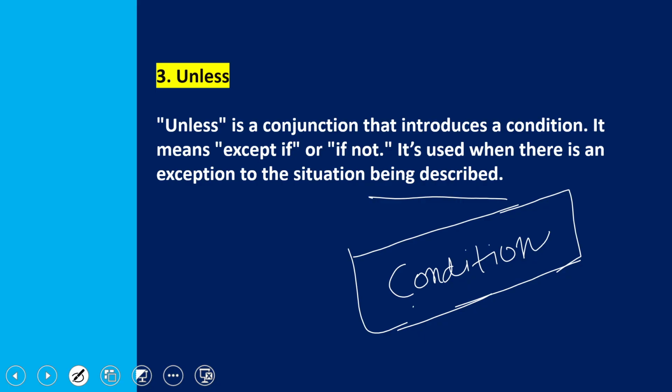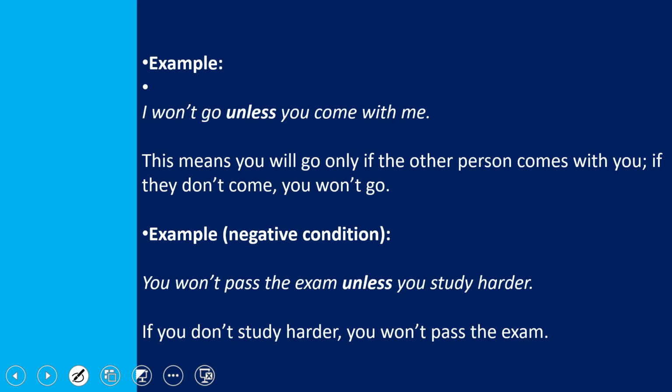Unless is a conjunction that introduces a condition basically, meaning except if or if not. The main meaning of this connector is that it is used when there is an exception to the situation being described. Example you can see over here: I won't go unless you come with me, right? So here is a condition. This means you will go only if the other person comes with you. If they don't come, you won't go, right? So the condition is over here.